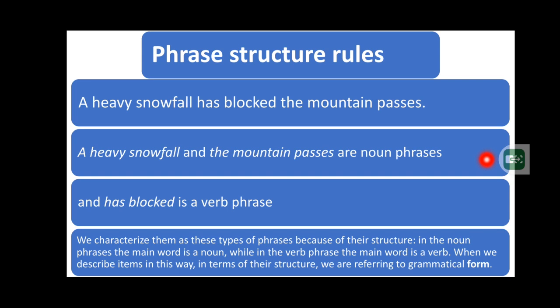So in the noun phrase, the main word is a noun. That's why we call it a noun phrase. While in the verb phrase, the main word is a verb. That's why we call it a verb phrase. So when we describe items in this way, in terms of their structure, we are referring to grammatical form. So we are talking about grammatical form, the analysis of a sentence or a phrase according to form.